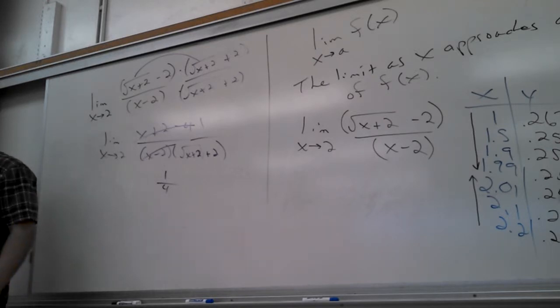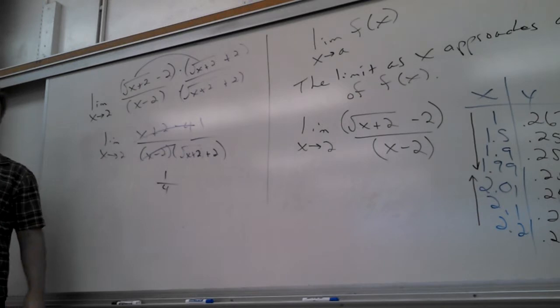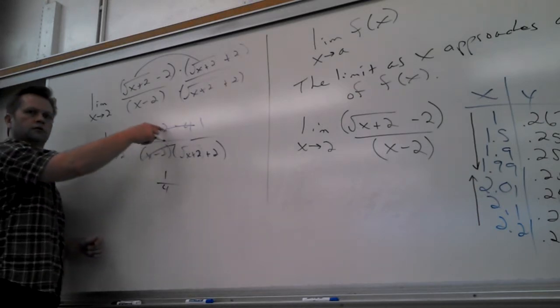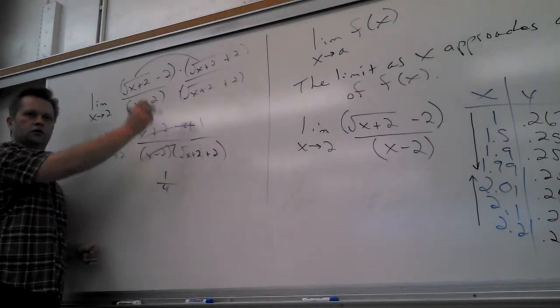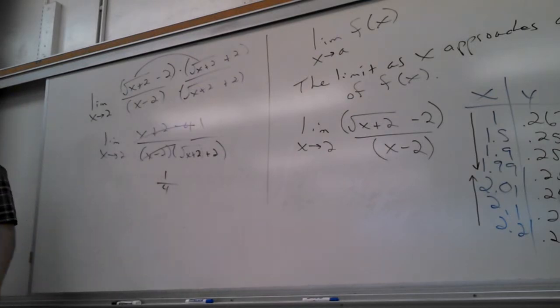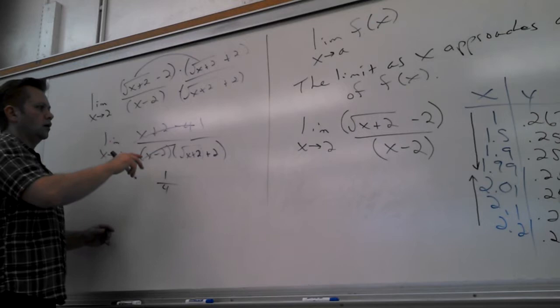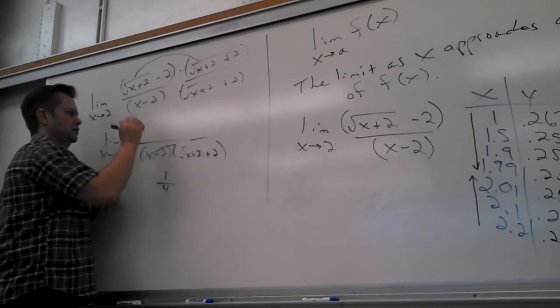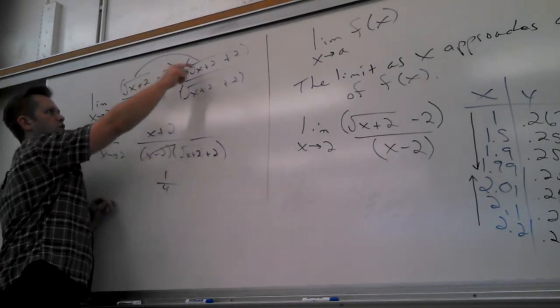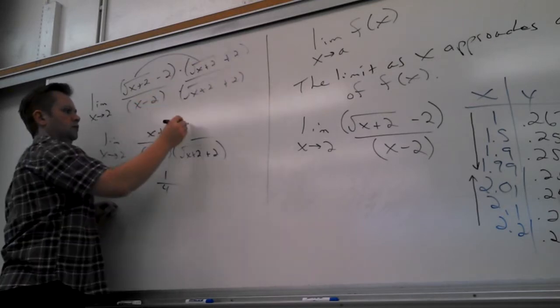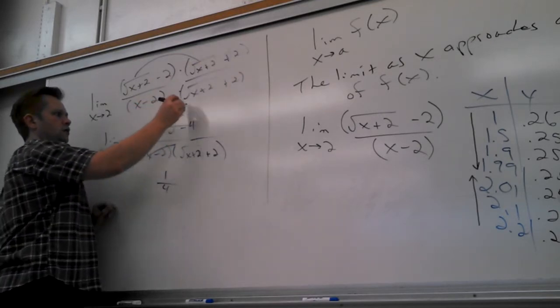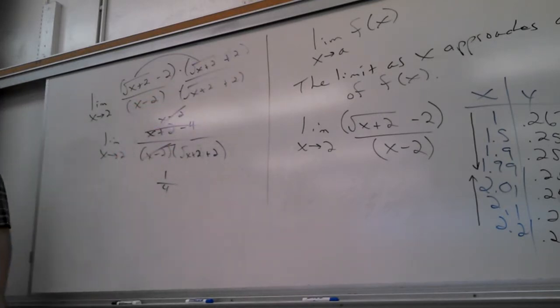You guys understand what's going on? Where did the 1 come from on top? Because these cancel: that's x minus 2, and that's x minus 2. They divide out to be 1. Was that a 4 and a negative 4? Say again? I just didn't want to write it again. So it's x plus 2 minus 4, which is x minus 2, which cancels with that. Cool.